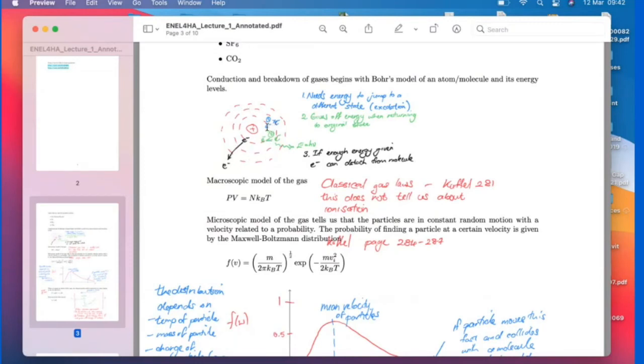Right, that's indicated by the blue little thing there. So it needs energy to jump to a different state or level. That's a process called excitation. After some time, in terms of small little things, it could be nanoseconds, but it'll give off energy when it returns to its original state. So it'll jump up a level and then it'll go back to its normal state, and it'll give off energy.